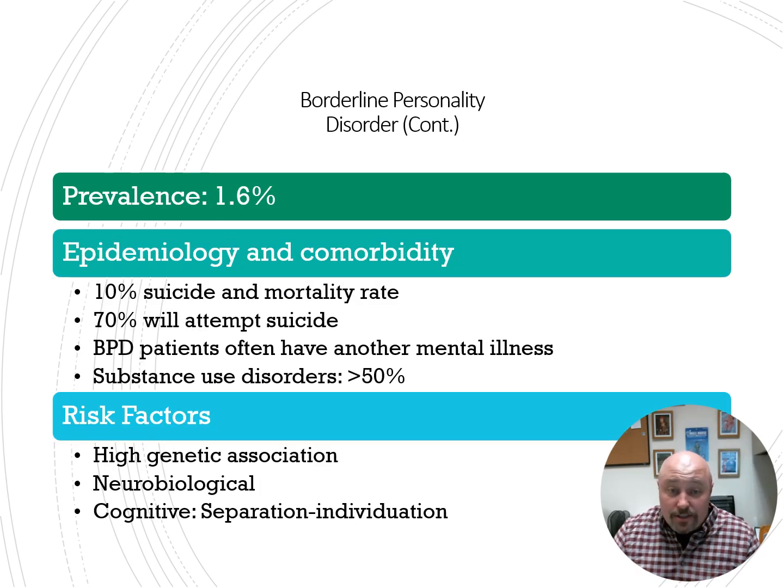Borderline personality disorder has a prevalence in the United States of 1.6%. You have most likely met some patients with borderline personality disorder and are remembering them very well. For comorbidity, 10% of them die by suicide, while 70% will attempt suicide. Borderline personality patients often have other coexisting mental illnesses and also substance use disorders at a rate of over 50%. Some risk factors are genetic, neurobiological, and cognitive.